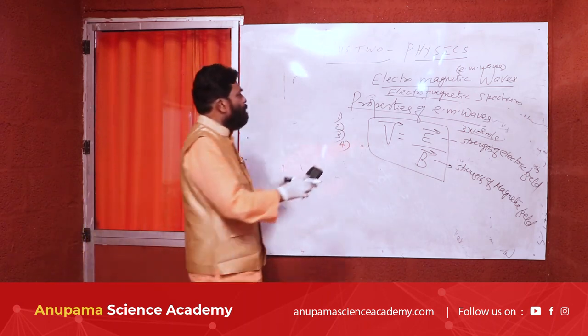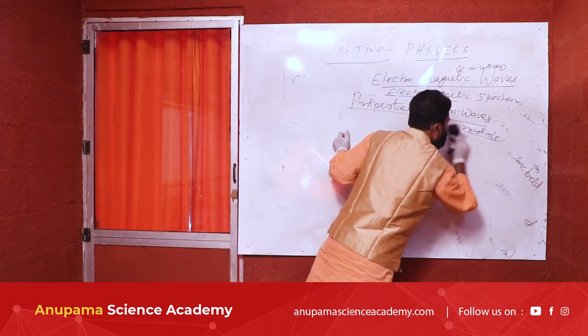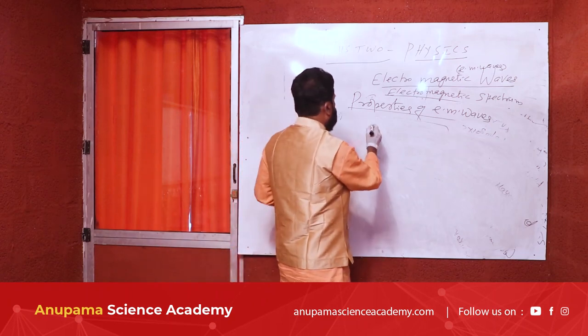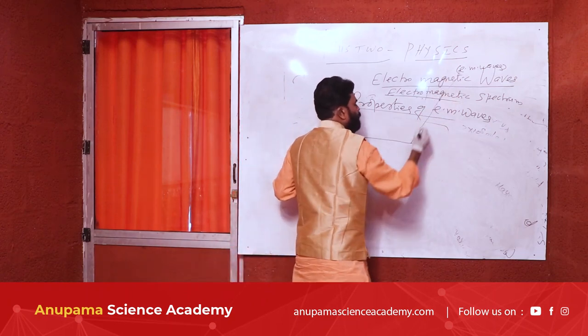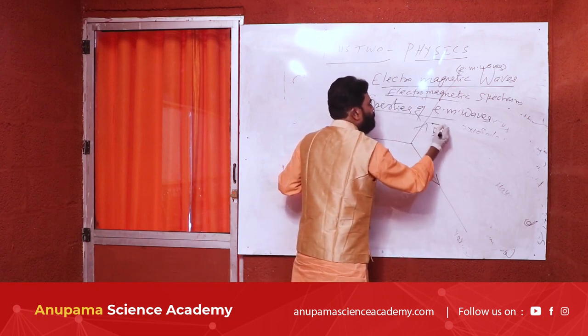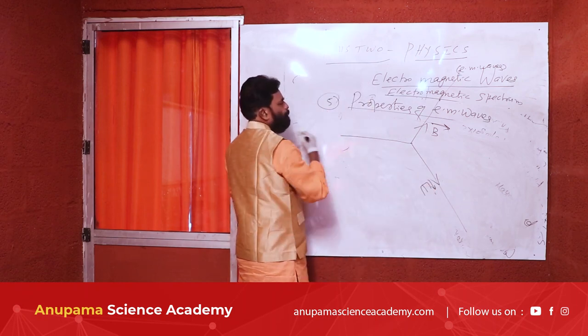The fifth property is the electric field and magnetic field in an EMW are perpendicular to each other and they are perpendicular to the direction of propagation of the wave. That is the fifth property.